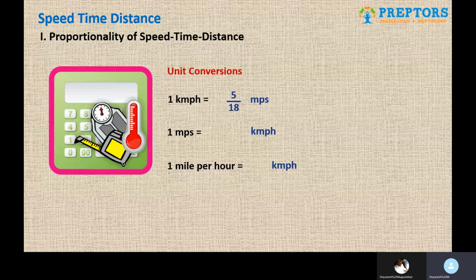If you want to do the opposite, going from meter per second to kilometer per hour, obviously the multiplying factor reverses. We have to multiply by 18 by 5. And lastly, 1 mile per hour. 1 mile is usually 1.6 kilometers. So 1 mile per hour becomes 1.6 kilometer per hour. These will be required in some of the questions as far as conversion is concerned.